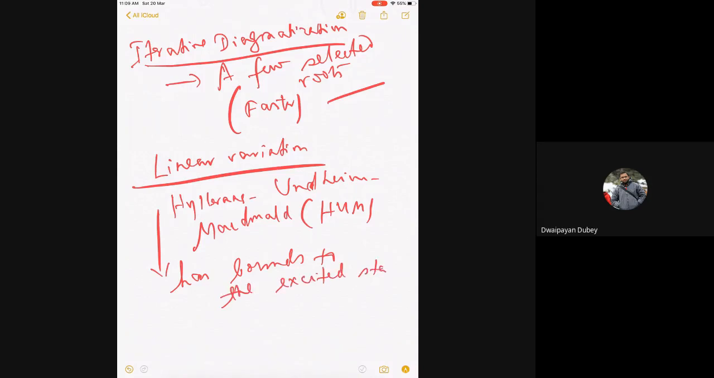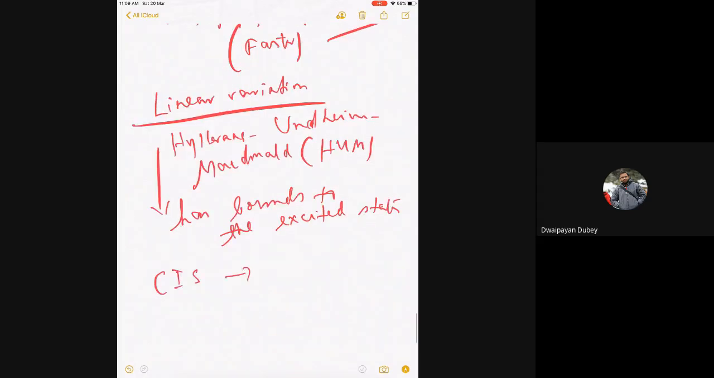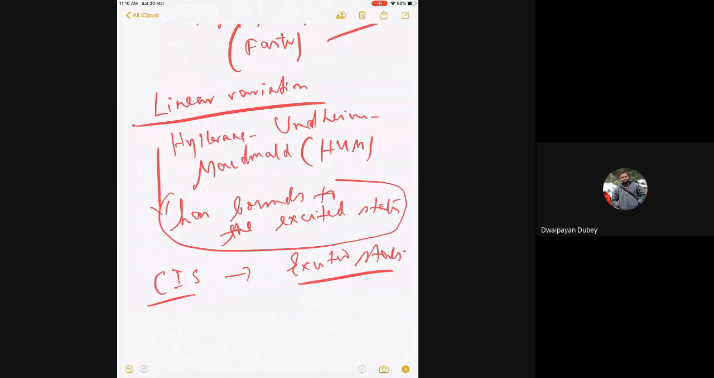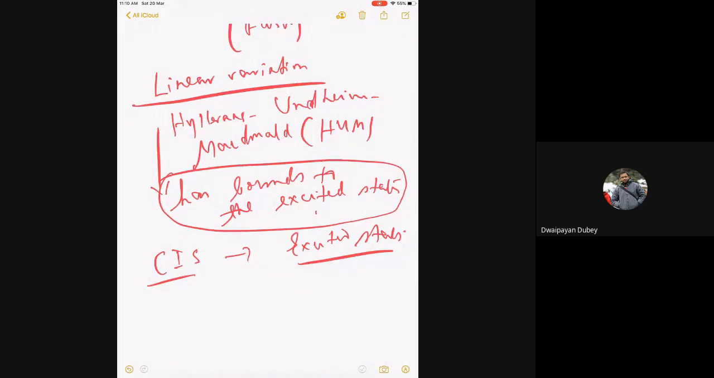And I told you, if you even do just CIS, then you can get excited states. Not good, but you can get. Of course, CIS doesn't give you the ground state because of Brillouin's theorem, I told you before, but you can get excited states. But more importantly, for any CI, any linear variation, the roots that you will get are also bounded from the top by the corresponding excited states. So it is not only a ground state upper bound theorem, but also for excited states.